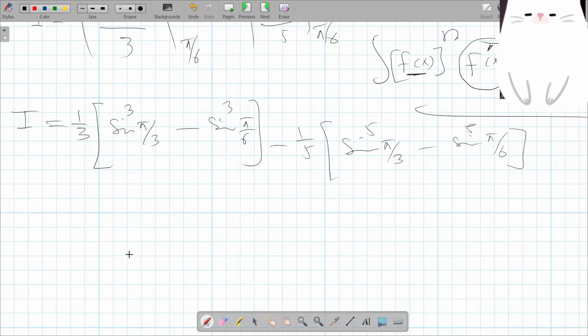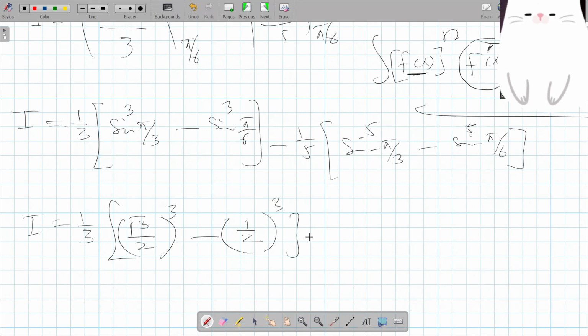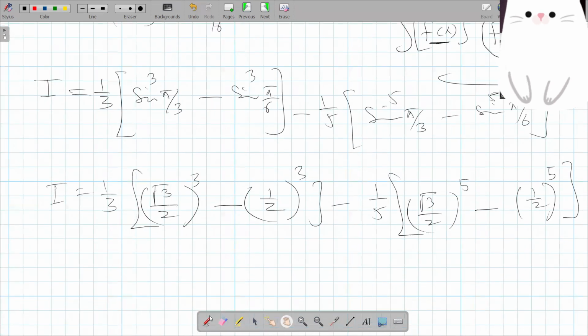Now just put the values. What is the value of sine pi by 3? Sine 60 degrees is square root 3 over 2. Take its cube, and then sine pi by 6 is half. Minus 1 over 5, sine pi by 3 is square root 3 over 2, sine pi by 6 is half. Now this is a calculator job. You can add them all and see what the answer is. You can do it directly.